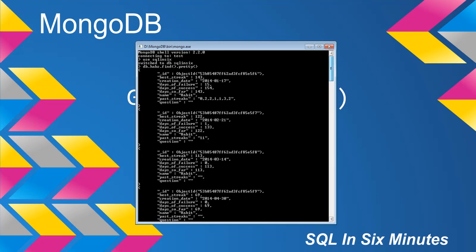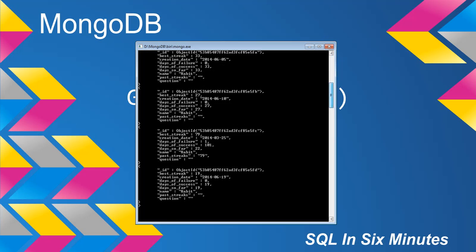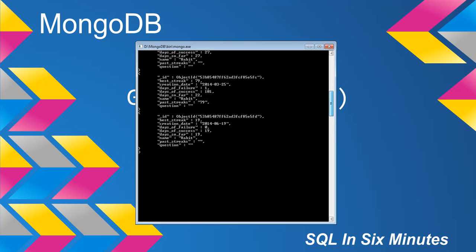So let's suppose that we wanted to calculate the number of failures and the number of successes, the total number of failures and the total number of successes. Okay? So in SQL, we would want, of course, group by and sum. So what we're going to do is the equivalent here in MongoDB. So we're going to use the aggregate operator.